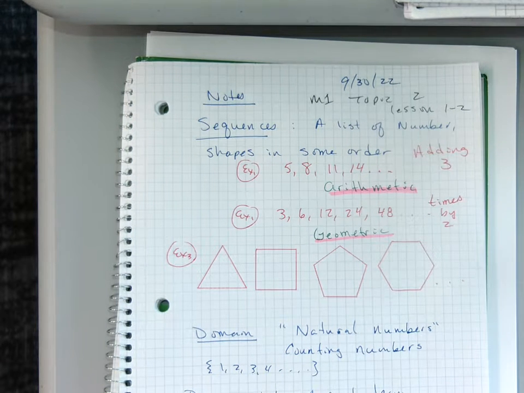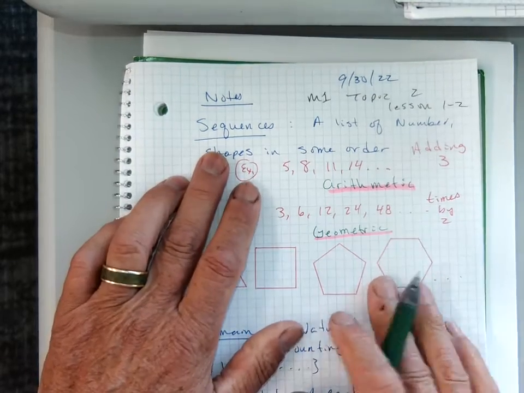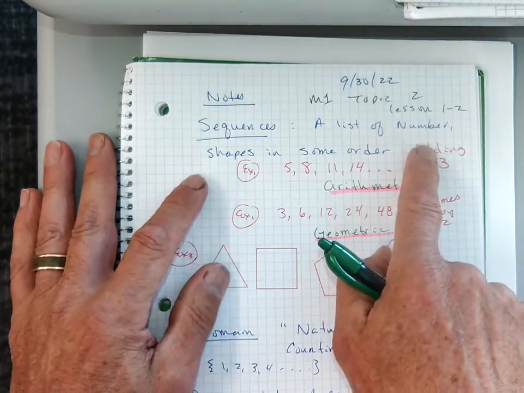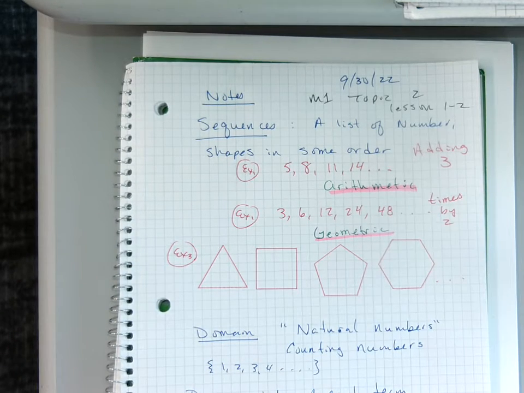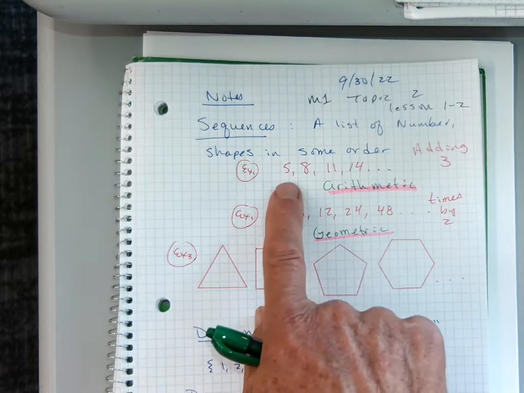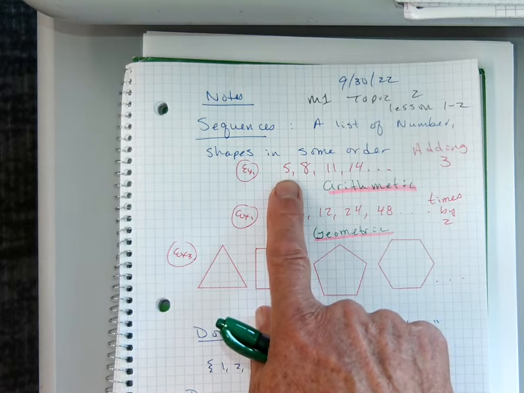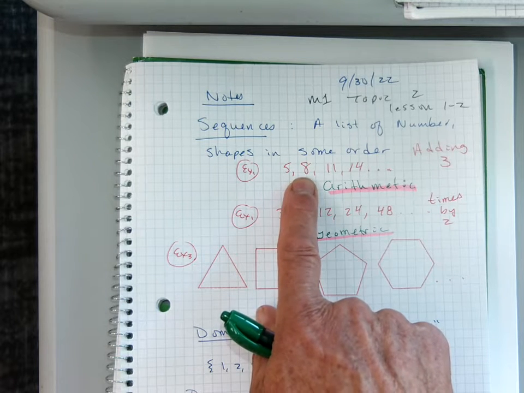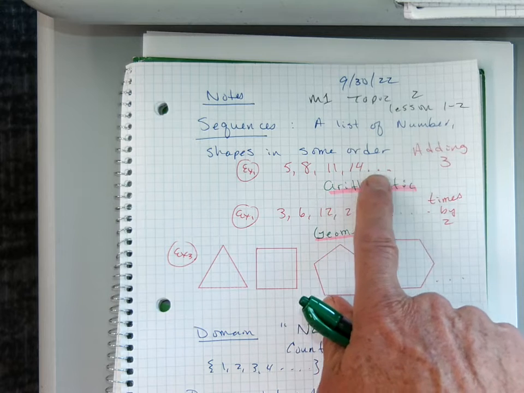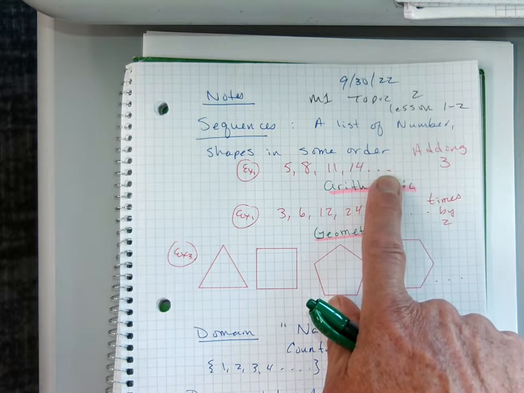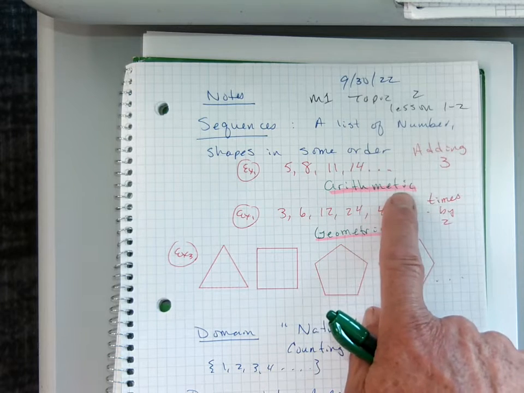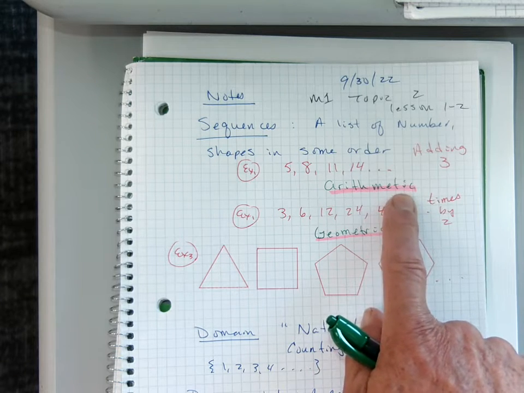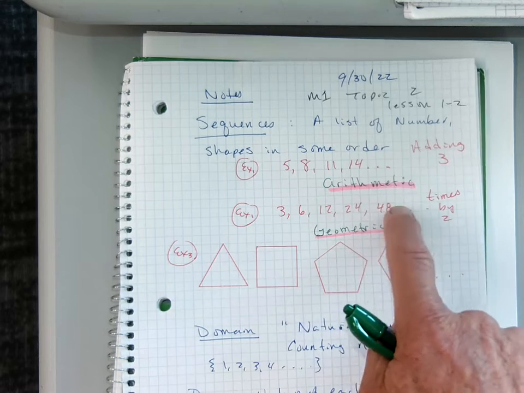Okay, everybody, so let's recap what happened today. We talked about a sequence, and a sequence is just a list of numbers or shapes or anything that has some order to it. An example would be this one: I have a list of numbers, 5, 8, 11, 14, and so on. We're obviously adding 3 to each term. Therefore, we call it an arithmetic sequence. It is a sequence where you add or subtract the same thing.